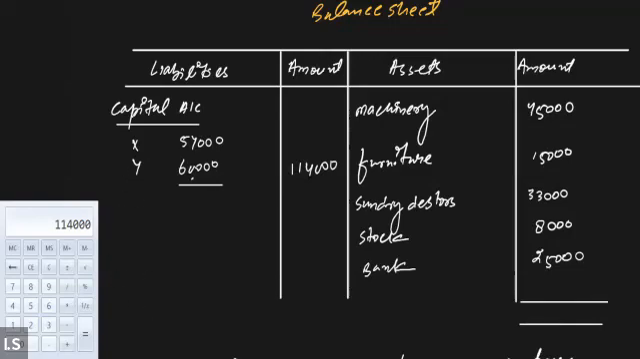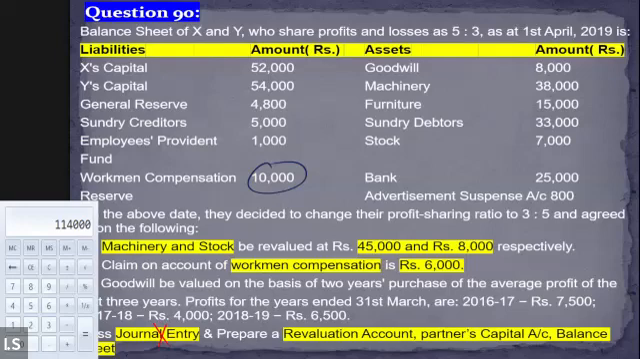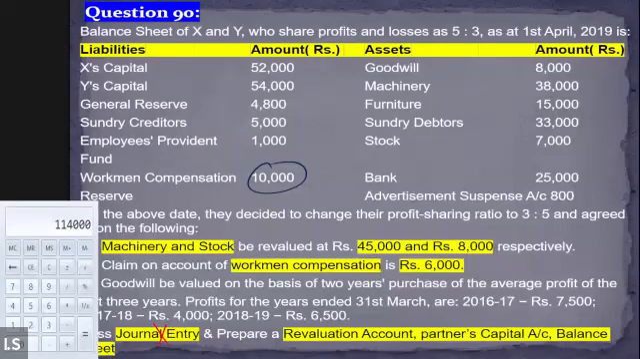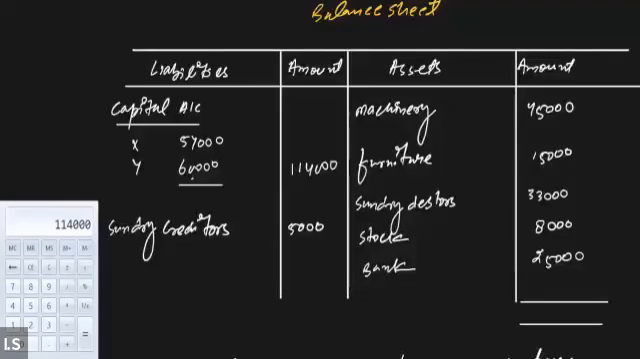Coming to the liability side, we have written the value of the capital. General reserve is already distributed among the partners. Sundry creditors remain unchanged at 5,000. So sundry creditors. After that, we have employees provident fund that also remains unchanged. So employees provident fund at 1,000.